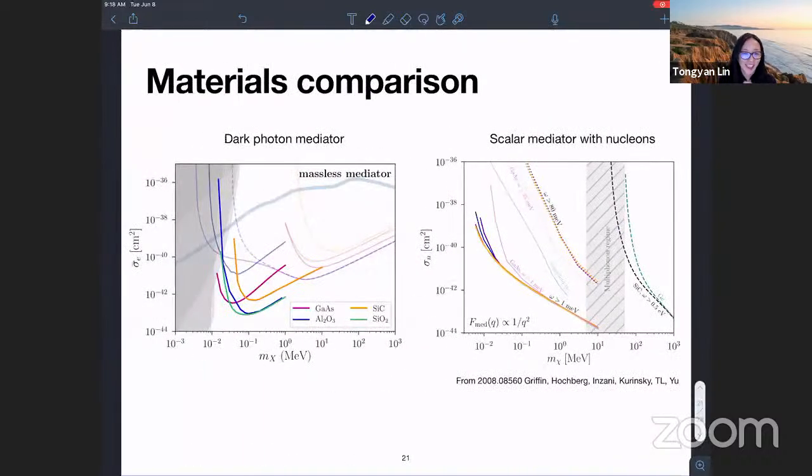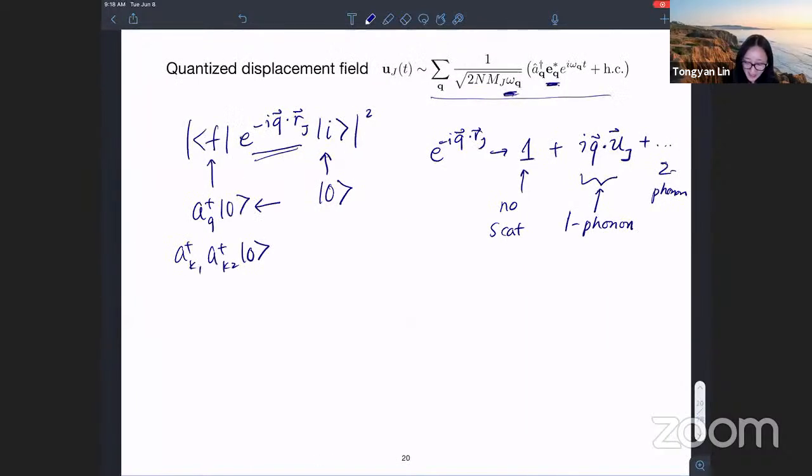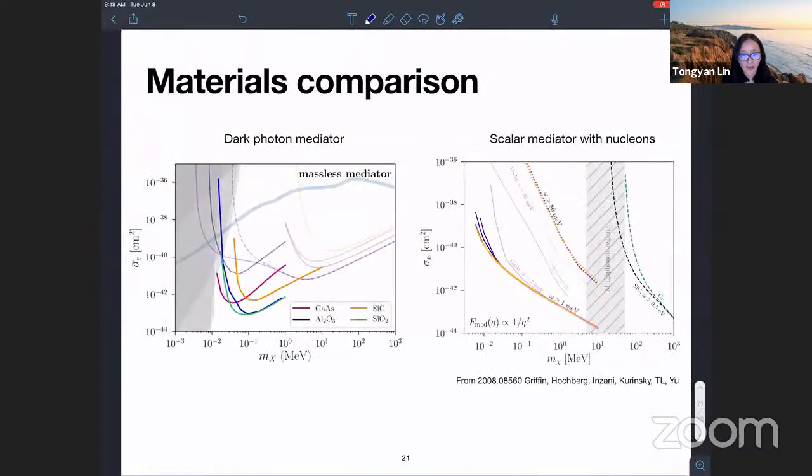All right, so given this one phonon structure factor, we can do a similar kind of materials comparison. And this is basically the previous plot I showed, but now I've added on the phonon bits. So these are different optimal reach curves for materials which have optical phonons that can be excited.